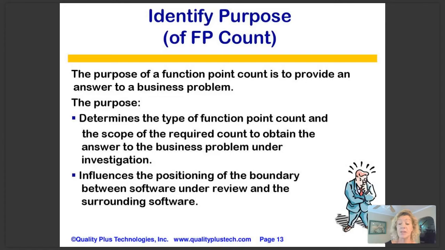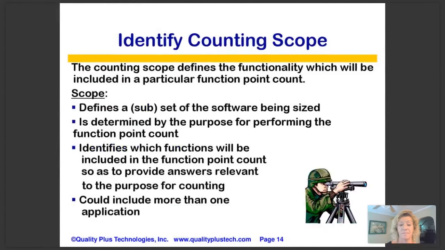It influences the positioning of the boundary between our software under review and the surrounding software. Now, what software under review really means is the software we're counting. So when you see the words software under review, that means it's something that's included in what we're counting. In other words, it influences where we draw the boundary between what we're counting and other pieces of software, in other words, other users.